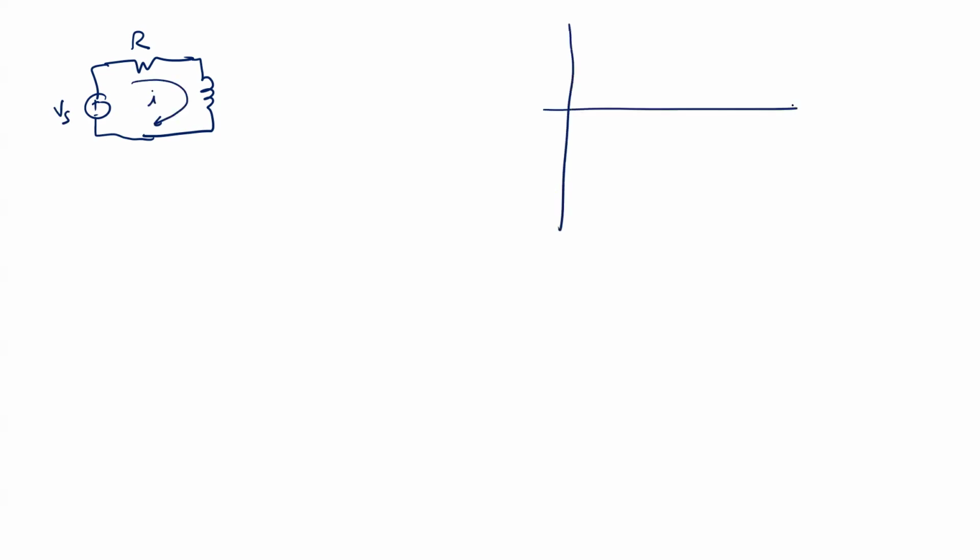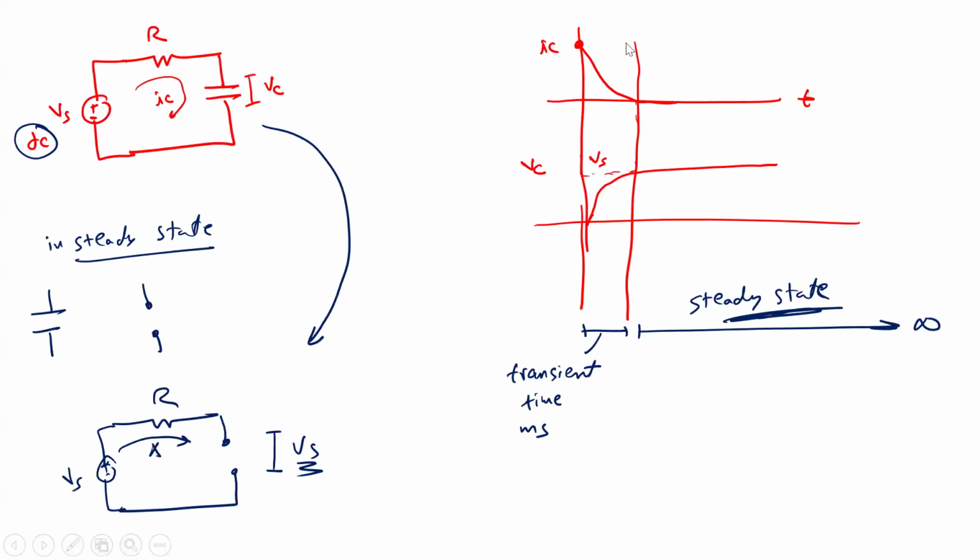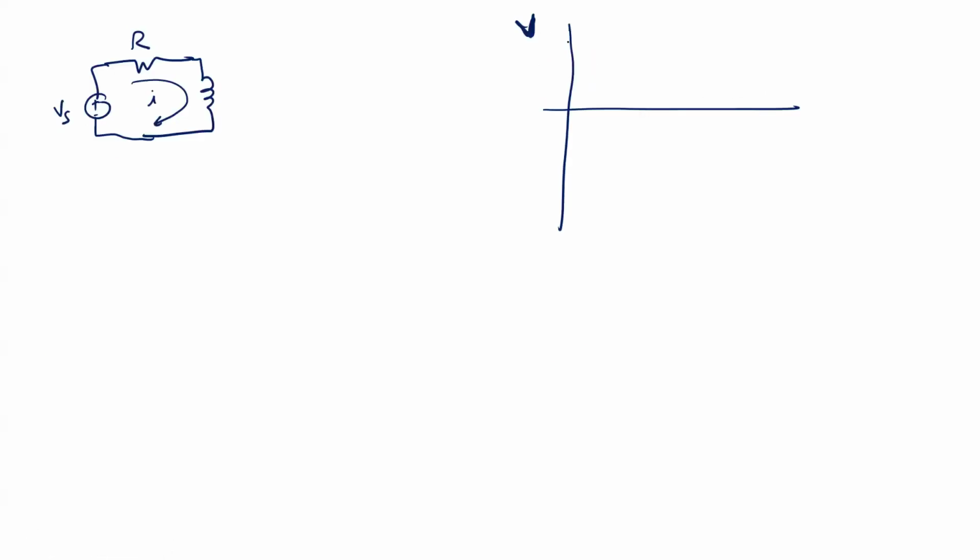If you have R here, an inductor this way, and a DC source VS, and then you have current here. What happens if you look at the relation? This time this is the voltage. If you go back, I want you to compare these two. Here this is the current, here this is the voltage. We start from a high voltage or some value, and then it goes to zero.